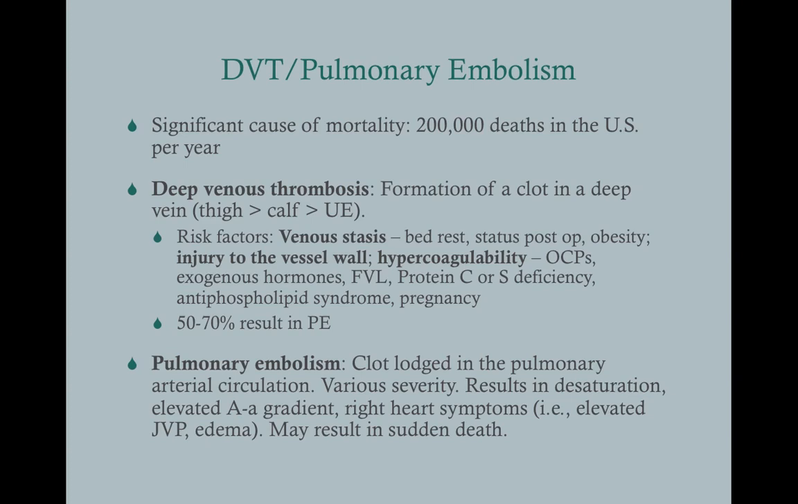So pulmonary embolism, the symptoms for this are desaturation, which would result in shortness of breath, dyspnea, chest pain, and then an elevated A-a gradient, which you would see on labs, and then right heart symptoms. And that's simply because, since you're blocking off the circulation to the lungs, you're going to have an increased pressure in your right atrium and right ventricle, and so that's going to transfer back pressure, and you're going to have an elevated jugular venous pressure and edema.